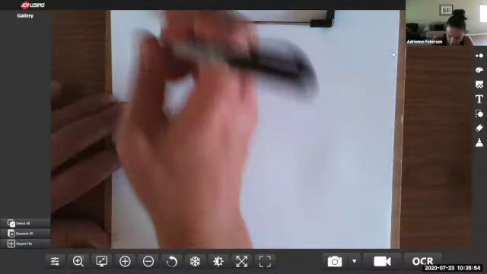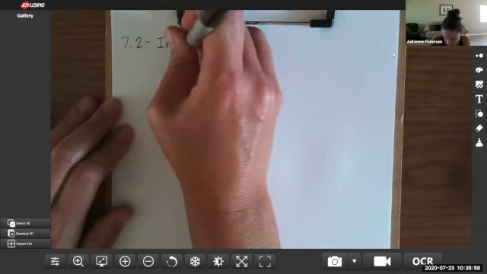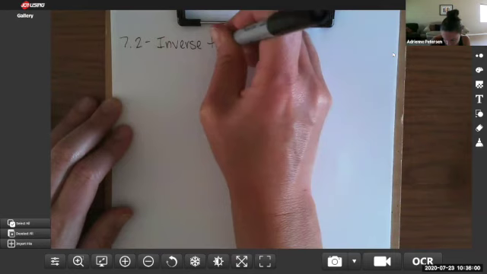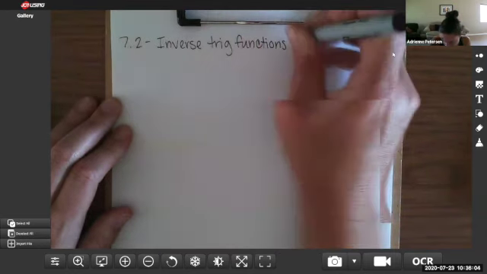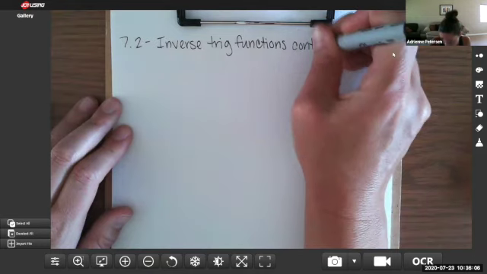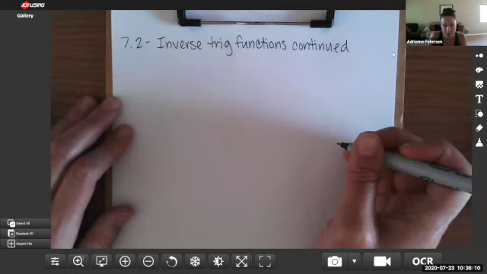Section 7.2 is inverse trig functions continued. And again, it's nothing new. It's just taking what we learned in section 7.1 and then applying it to other types of problems. So we'll just jump right in.